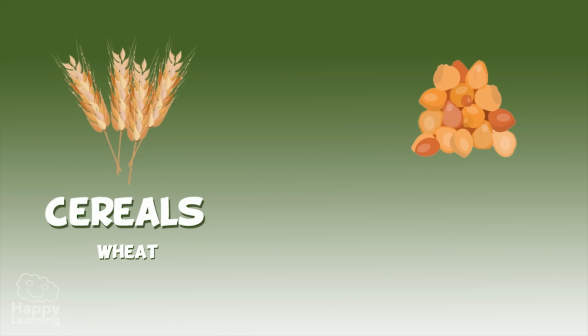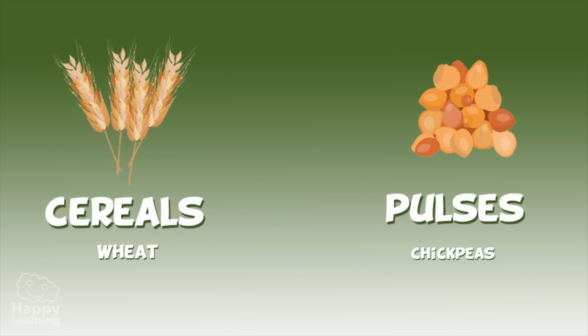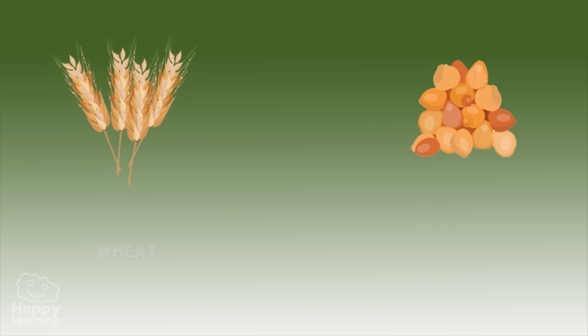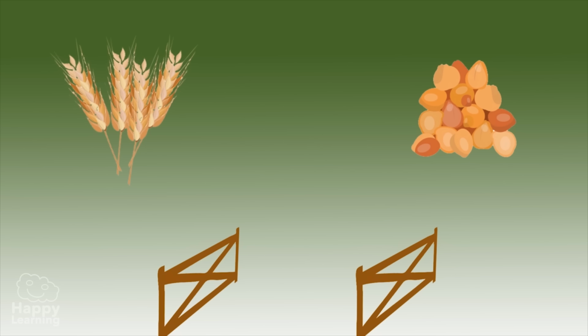The first plants that were cultivated were cereals, such as wheat, or pulses like chickpeas. But do you know which were the first animals to be domesticated? Well, it was dogs, sheep, goats, and pigs.